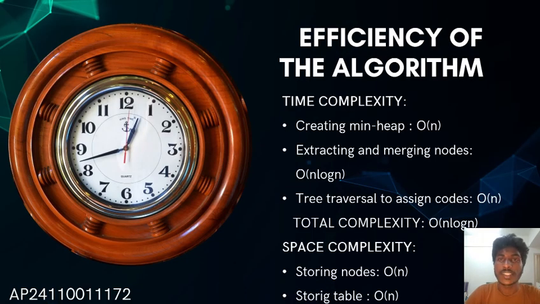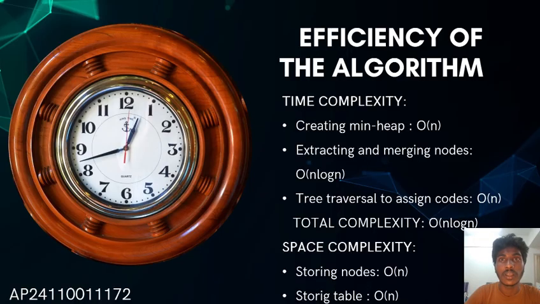Now, let's talk about the efficiency of the Huffman coding algorithm. The Huffman algorithm is mainly focused on building a binary tree using a min-heap, and most of its time complexity comes from the heap operations. Creating the min-heap from the list of characters takes O(n) time. After that, the algorithm repeatedly extracts the two smallest nodes and merges them. These operations involve heapify steps and together take O(n log n) time.